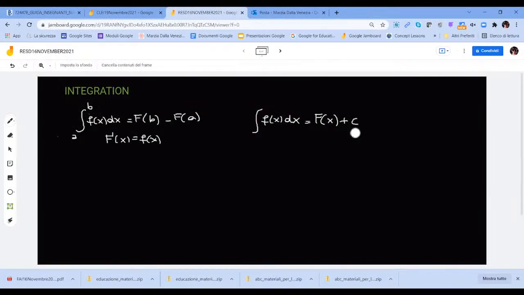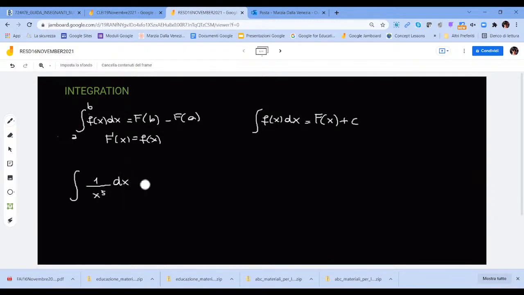Of course, 0. This is why we compute normally in the indefinite case some primitive, and then we add C with this meaning. Okay, so let's begin with an example. Let's begin with, I don't know, 1 over x to the 5th.